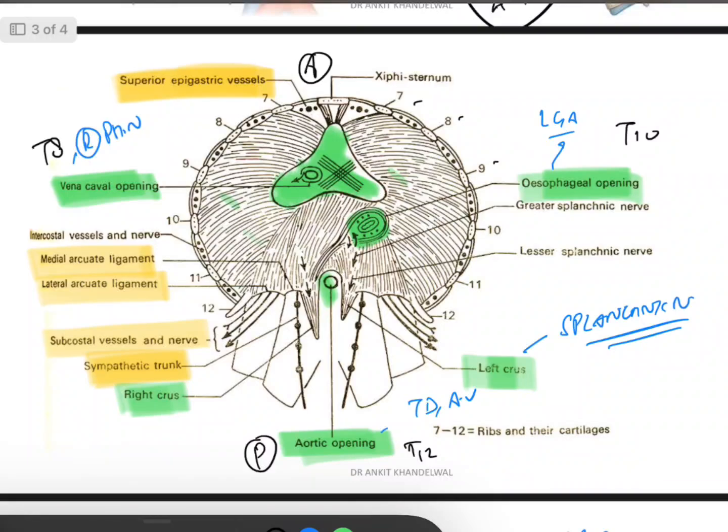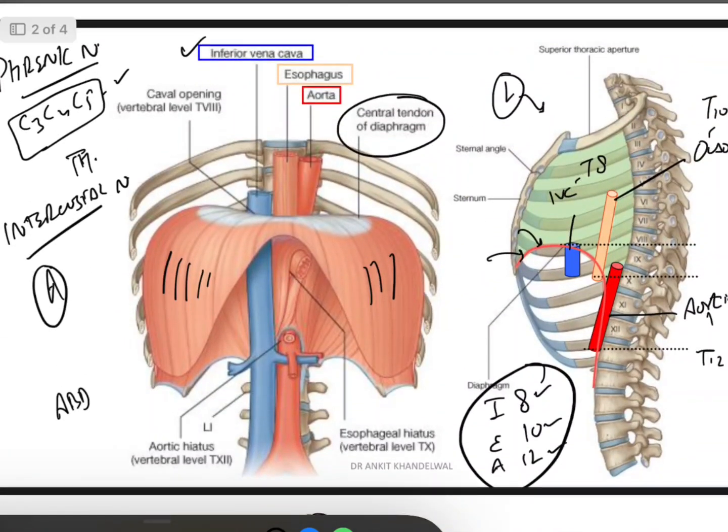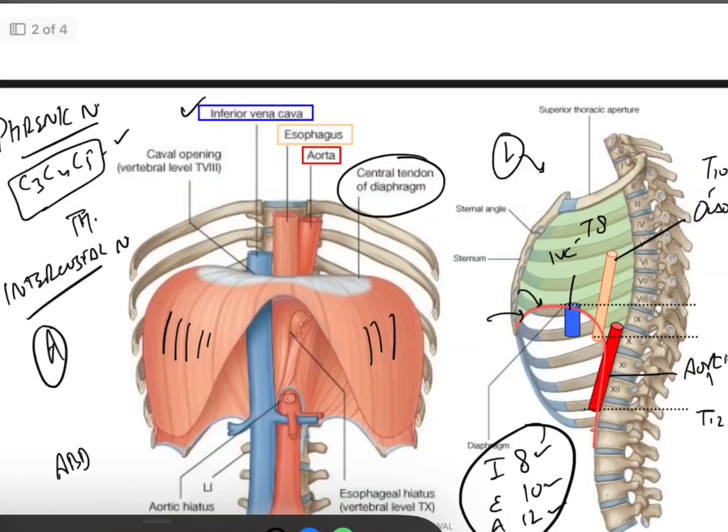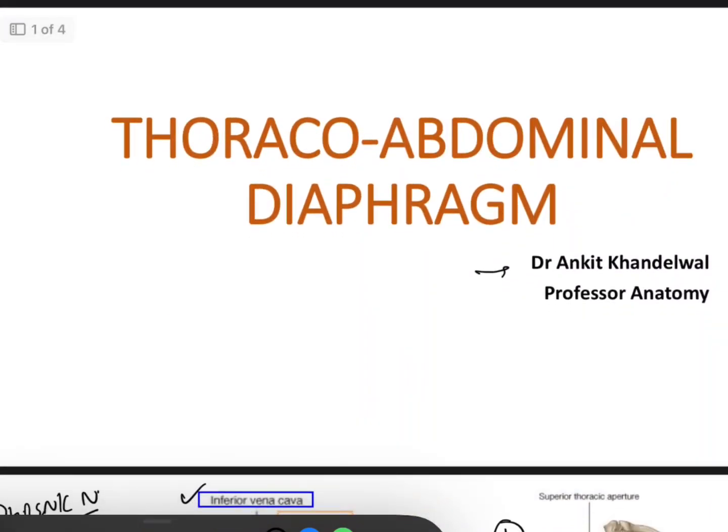These are all the openings, major and minor, with their levels, and here is an overview of the diaphragm. Normally one question does come from it. Also do look at the embryology of the diaphragm, which is very important.